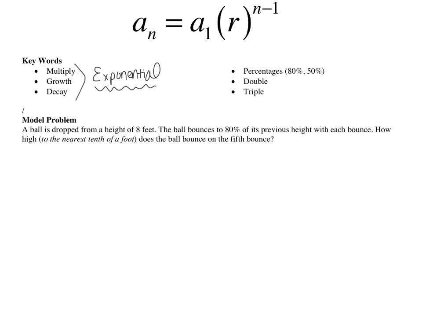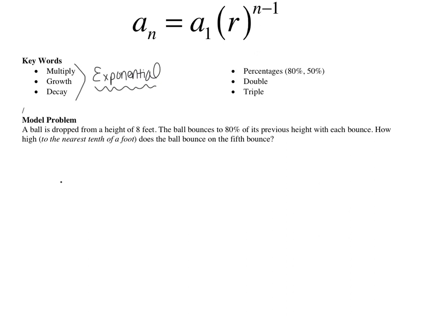So let's attempt a model problem. Here's where I would ask someone to read it during class, but I'll do it. We have a ball that's dropped from a height of 8 feet. The ball bounces to 80% of its previous height with each bounce. How high, to the nearest tenth of a foot, does the ball bounce on the fifth bounce?